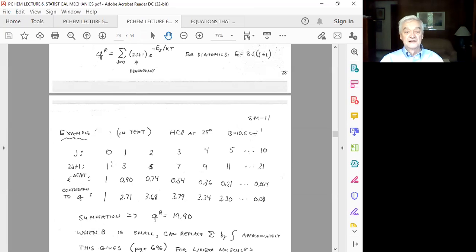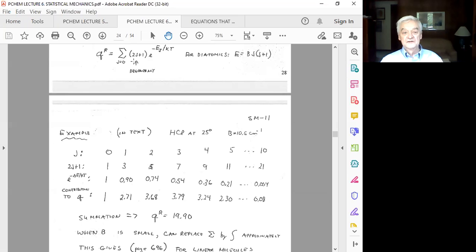For the very first level, j is 0, so 2j plus 1 is 1. The exponential term, e to the minus 0, is 1, and so the contribution to Q will be 1. You might want to keep this in mind. Anytime you do direct summations, the lowest energy state with energy 0 will always contribute 1. So you can never have a Q value less than 1, whatever you do.